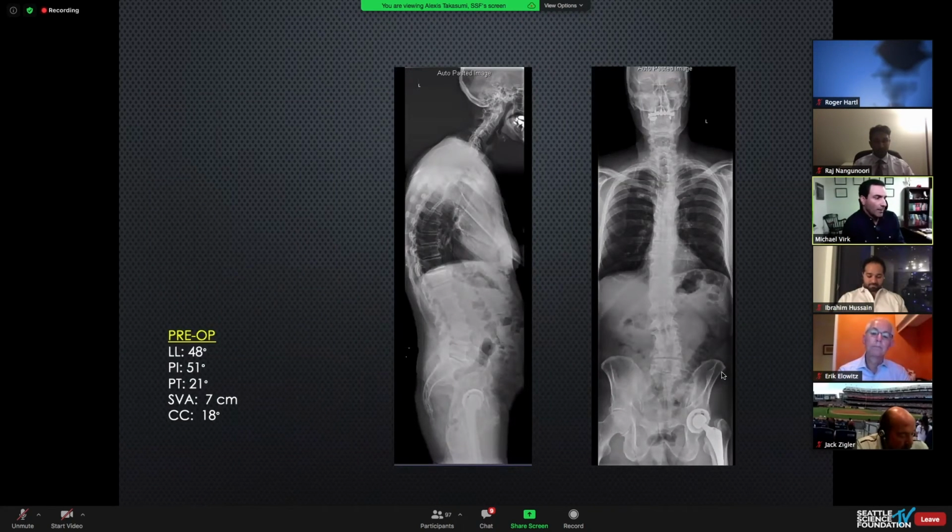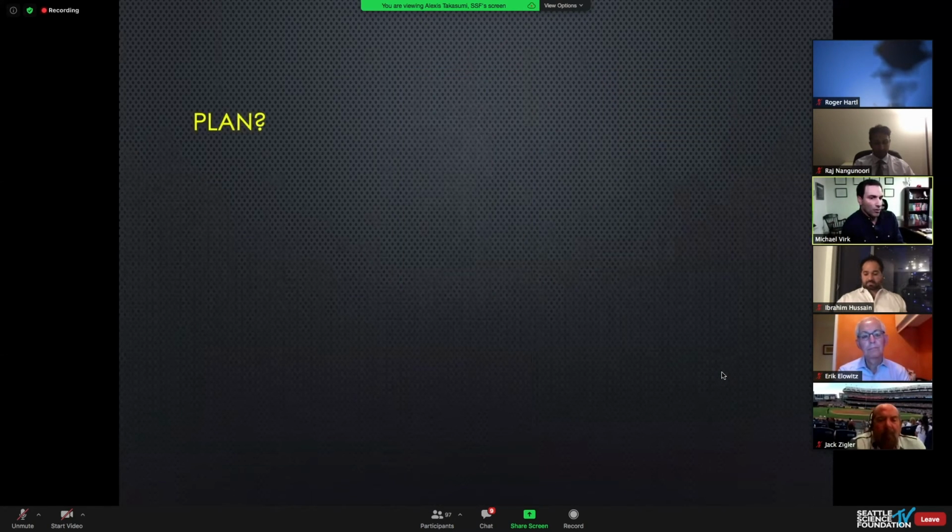This guy's pretty well balanced globally. SVA is essentially normal for a 71-year-old. He's got good lordosis to match his pelvic incidence. So from that standpoint, he looks pretty good. So there are a whole bunch of options.